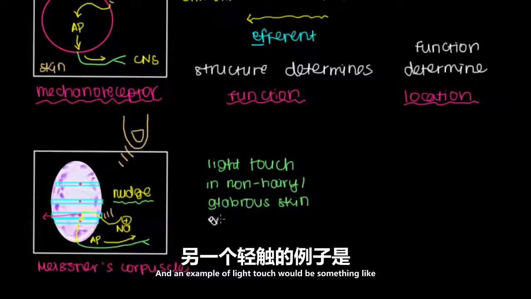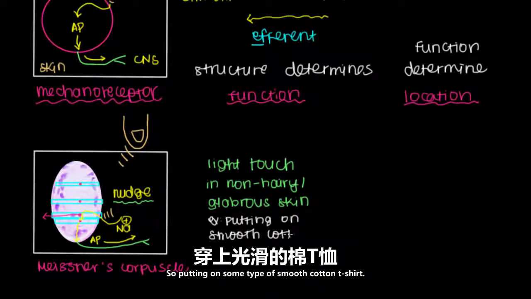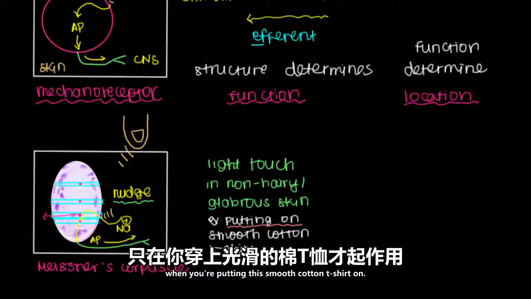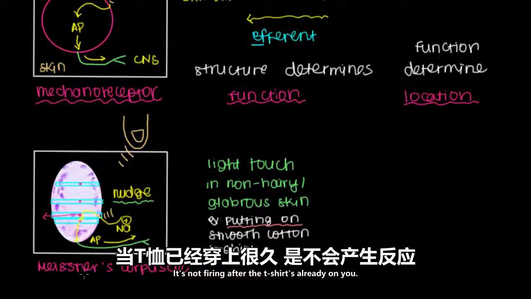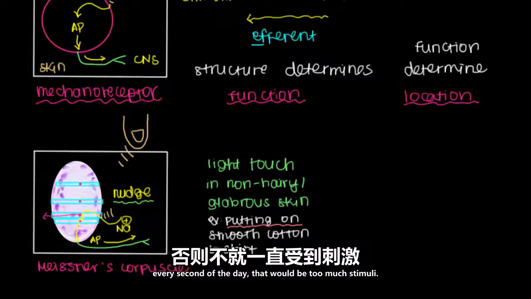And an example of light touch would be something like putting on a smooth cotton t-shirt. So putting on some type of smooth cotton t-shirt. And I want to emphasize here that Meissner's corpuscle only works when you're putting this smooth cotton t-shirt on. It's not firing after the t-shirt's already on you. You don't feel that you're wearing clothes every second of the day. That would be too much stimuli.